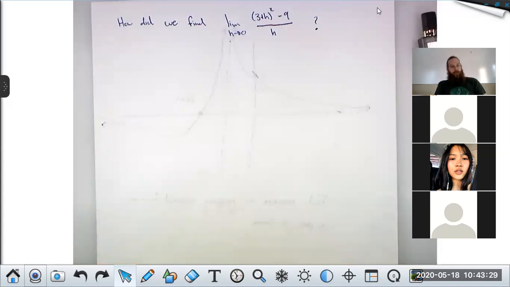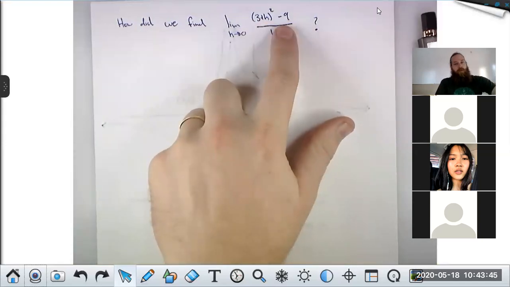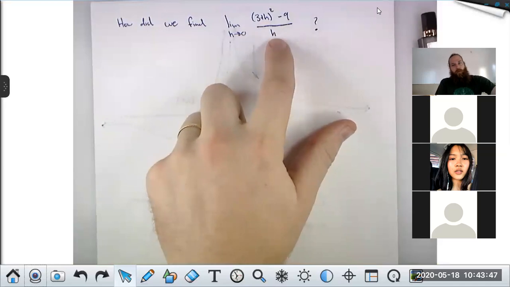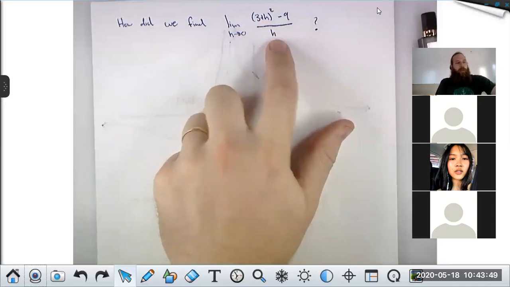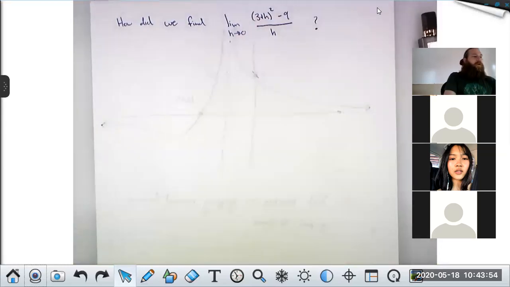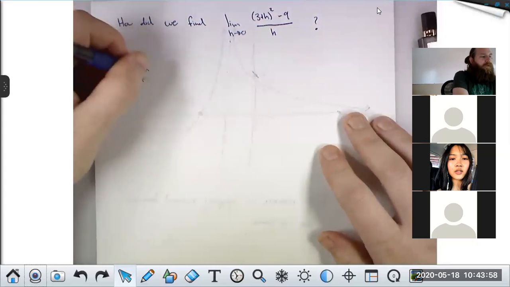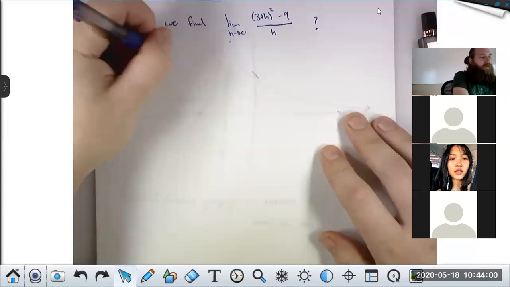You make a table? Not for this one. So our goal: get rid of the h downstairs, right? Here's the problem. If I just plug in 0 for h, then upstairs I get 3 squared minus 9, which is 0, and downstairs I just get 0. So the problem is the h downstairs. So what we did is we did some algebra. I FOILed that out and factored and canceled until the 0 downstairs went away.